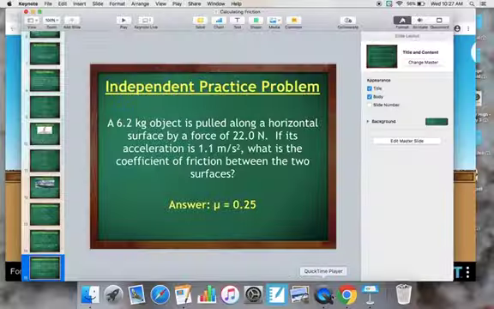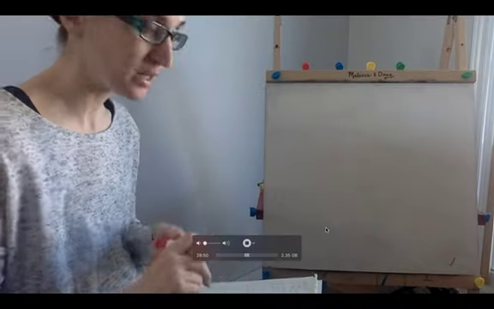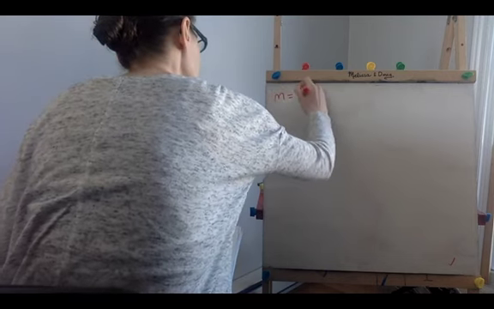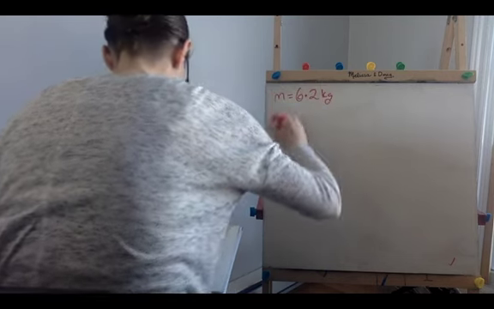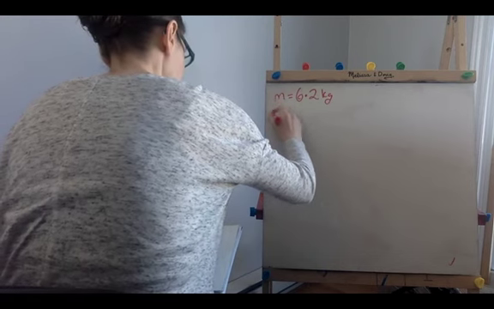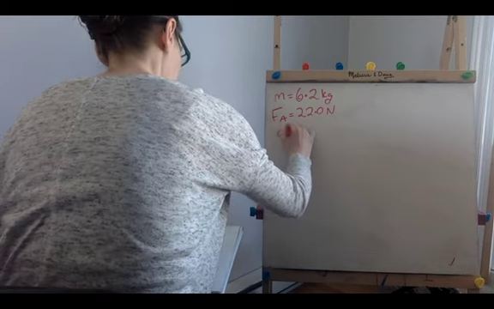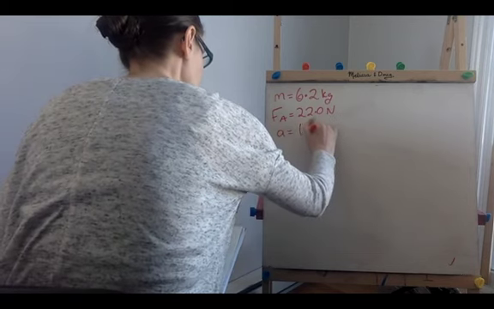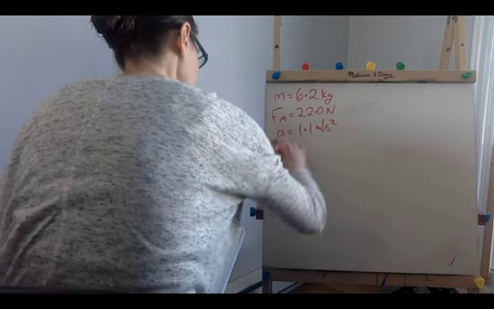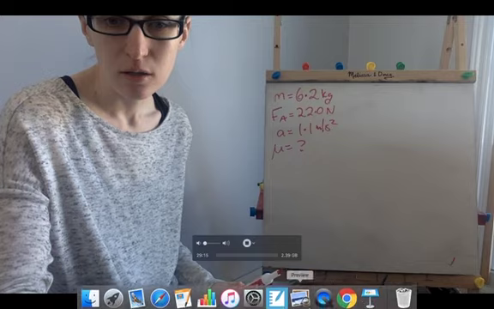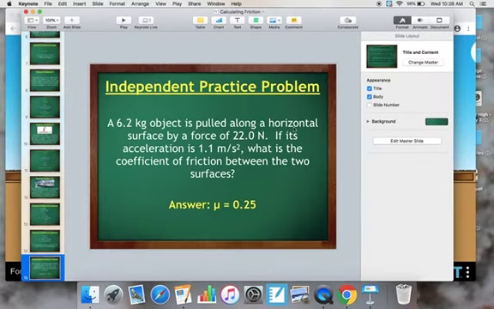So once again, start by drawing that free body diagram of what's happening here. Okay, so again, let's look at what we have. We know that the mass is 6.2 kilograms. We knew that there was an applied force of 22 newtons, and we knew that the acceleration was 1.1 meters per second squared, and we were looking for the coefficient of friction. Let me just double check those. Yeah, pulled along a horizontal surface by a force of 22 newtons, acceleration, there we go.